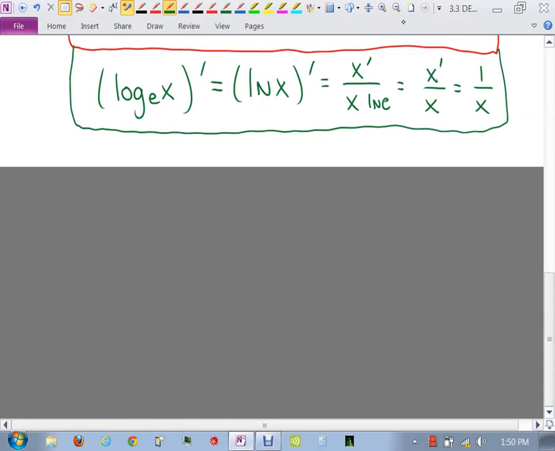Okay, we're ready to do some examples now. I'm going to be working out of section 3.3, and I'm going to start with number 2. The problem is f of x equals x natural log x minus x. Find f prime of x.